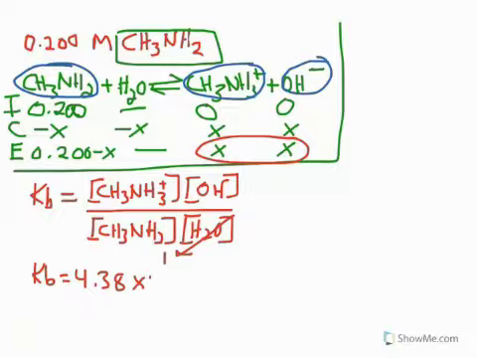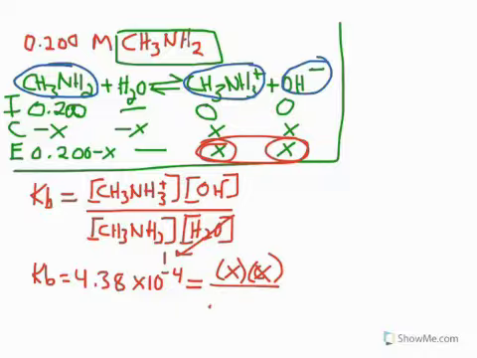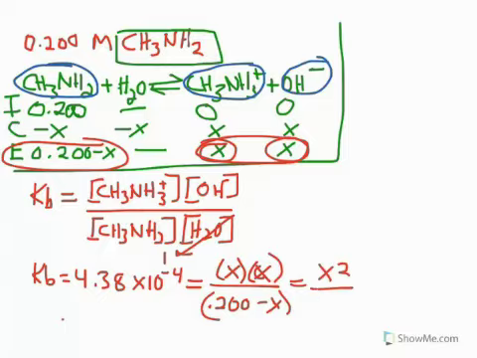So Kb is equal to 4.38 times 10 to the minus 4th, which is equal to x for CH3NH3 plus, gotten from right here, and x for the OH minus, divided by 0.200 minus x for the CH3NH2, the methylamine. So this becomes equal to x squared over 0.200 minus x. Let me put a line in there to separate those. So that's what we have.